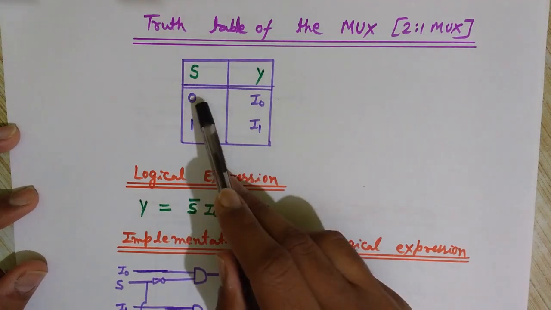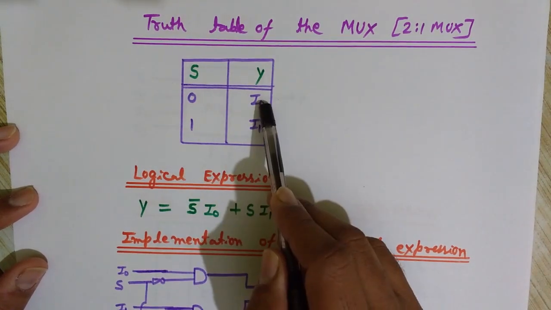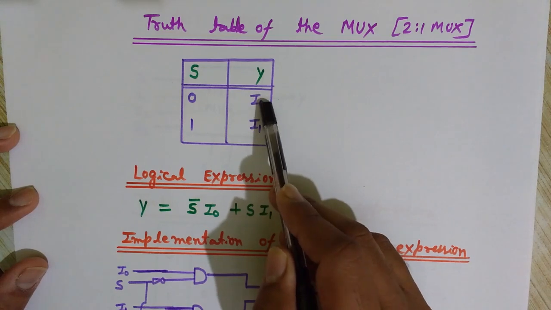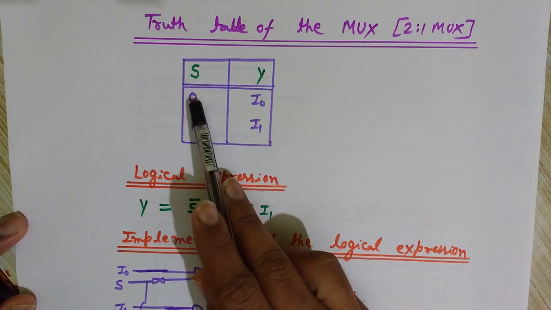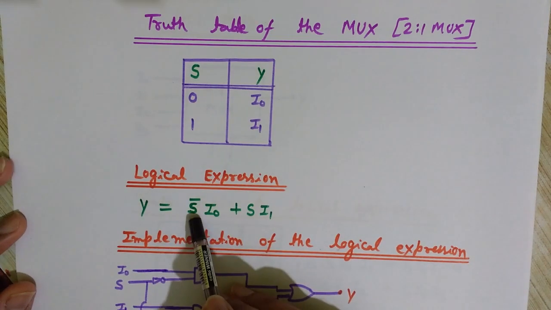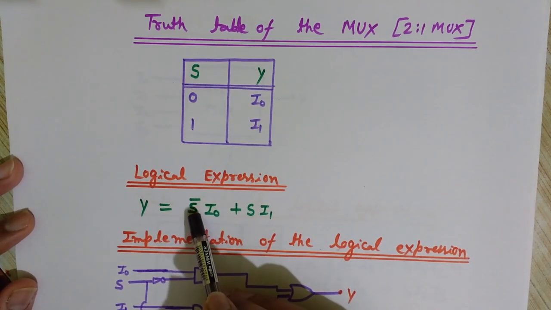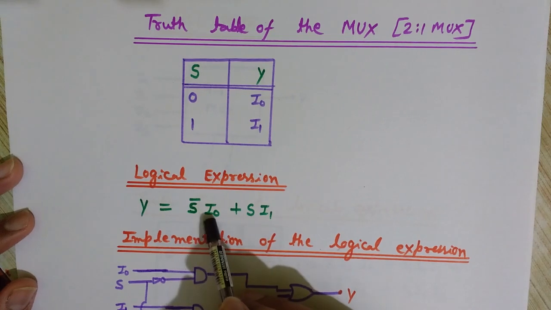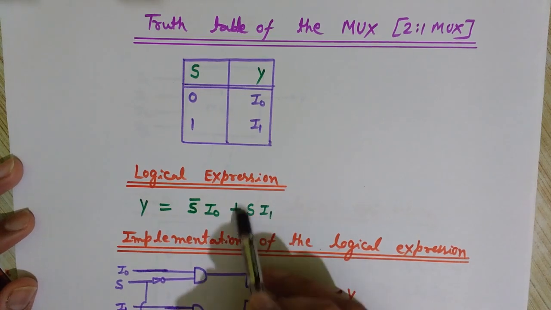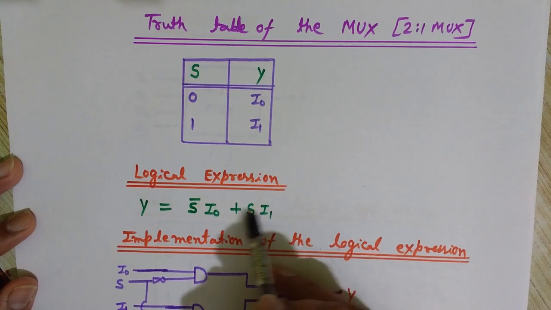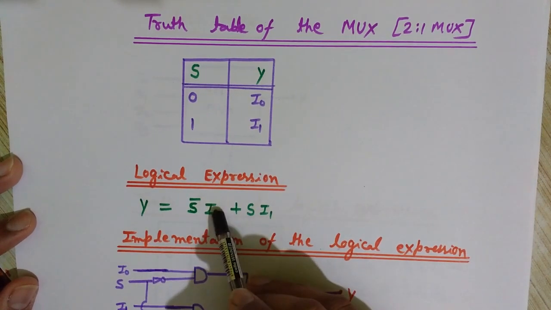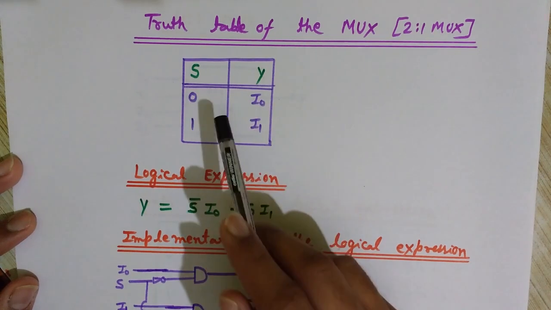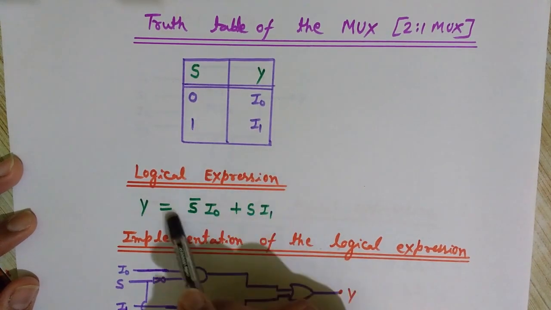If I write the value of S as 0, then output Y should be equal to I0. So let's check it. Put the value S equals 0. The bar of 0 will be 1, so it is I0 plus S, and with S equal to 0 that term will be 0. So 0 plus I0 means I0, so output Y is equal to I0 when I put the value of S equals 0 in this equation.